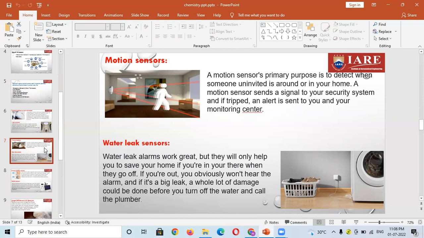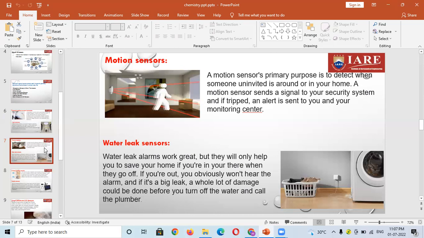These sensors are used for many purposes in different places, not only in homes but even in banks and also in private places. They are useful for giving security alerts to our security system. And if the motion sensors do not work technically, it will send a signal to a monitoring center. I mean, the alarm will sound so that everyone becomes alert towards the uninvited person.